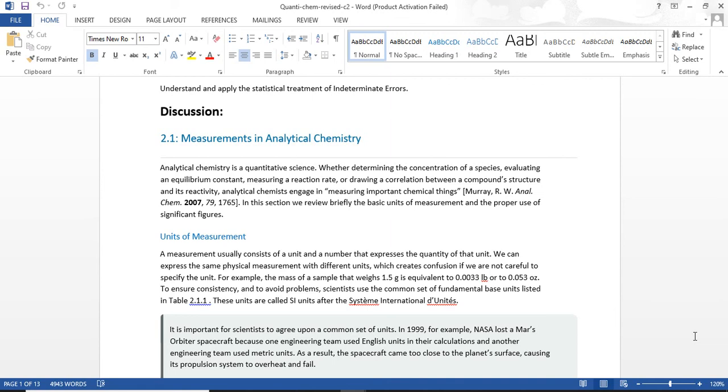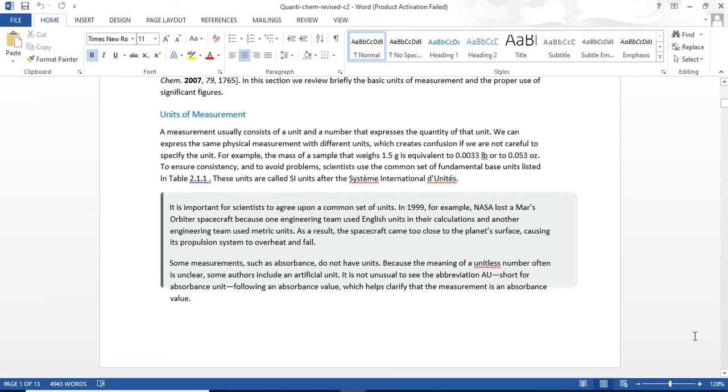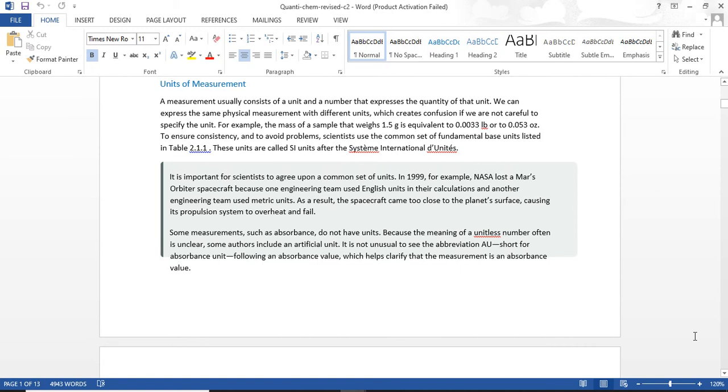0.053 ounce. To ensure your consistency and to avoid your problems, scientists use a common set of fundamental base units listed in table 2.1.1. These units are what you call your SI units, after your System Internationale. Okay, the next. This is important. It is very important for scientists to agree upon a common set sa conversion factor.